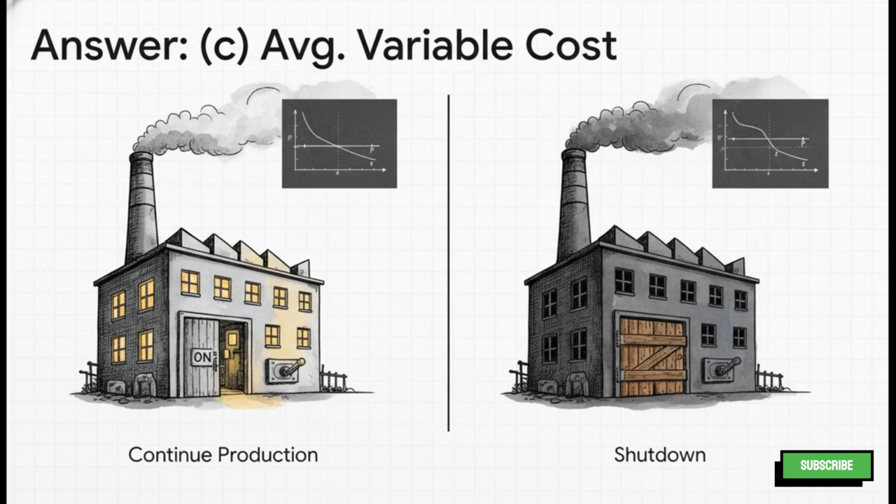But the moment your price drops below your average variable cost, you start losing more money with every single item you sell. At that point, as the slide shows, it's better to hit the off switch and stop production.